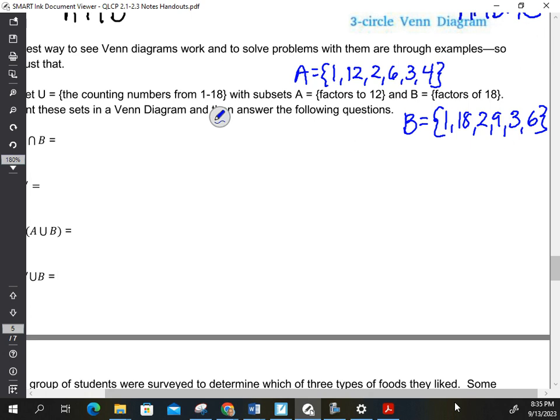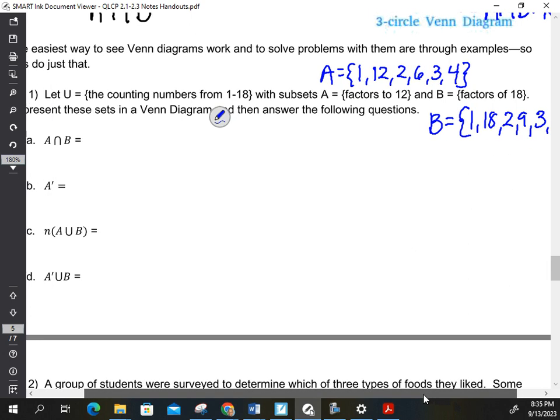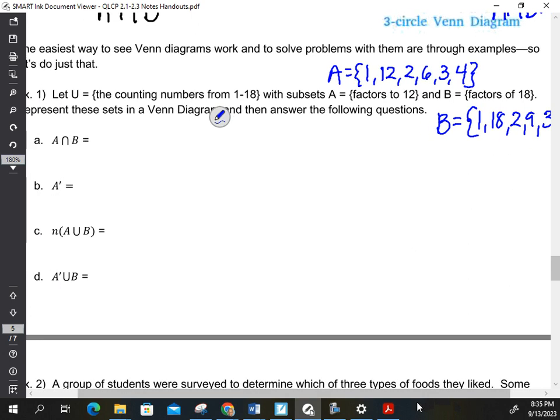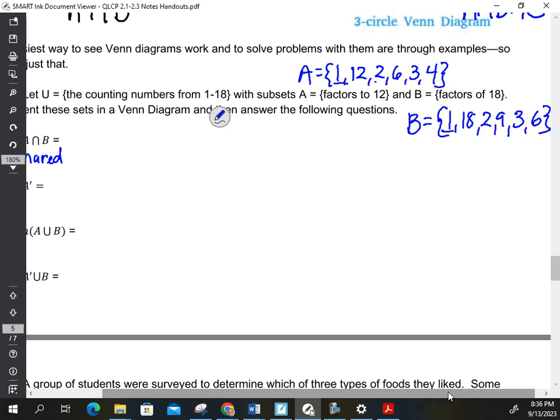Let's start putting these together. A intersect B. Remember, what do they share? Intersect means shared. They both share the number 1, the number 2, the number 3, and the number 6. So that's 1, 2, 3, and 6. That's 4 numbers.